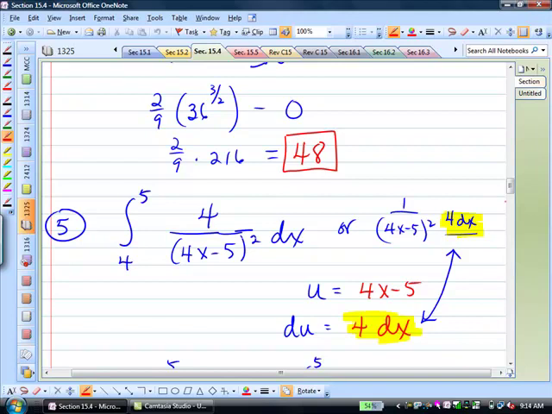Number 5. Again, a U-substitution. If you're doing these on MyLab, what are you going to do?